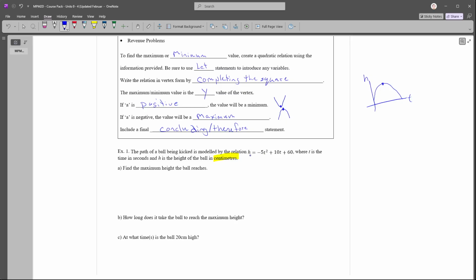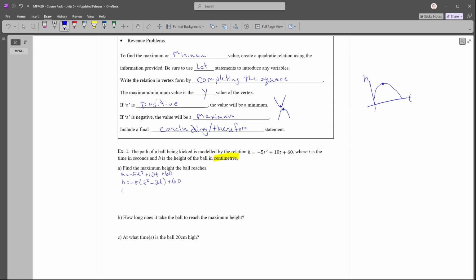We're starting over here with h is equal to negative 5t squared. So let's write that out. H is equal to negative 5t squared plus 10t plus 60. Now, if you remember how to do this, our first step is we want to factor out the entire a term from the first two terms of our quadratic relation. So we're going to factor out negative 5. That means the negative 5t squared just becomes t squared. And the 10t becomes negative 2t. Remember, we're dividing out a negative 5. And then we leave the plus 60 alone.